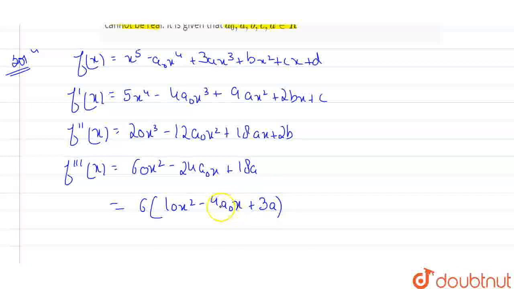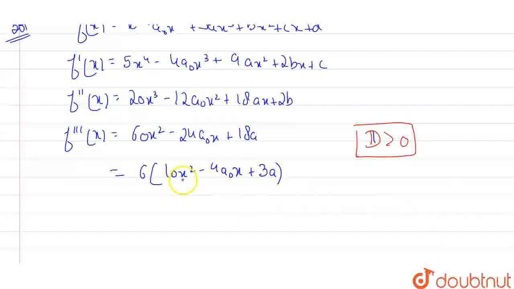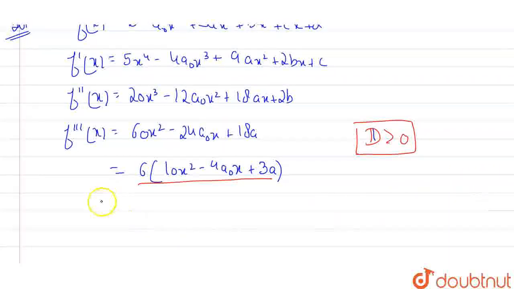So now what we have to prove: we know that to find whether roots are real or not, if we have a discriminant which is greater than 0, in this case the roots are real. So we will find this equation's discriminant first, and check whether it is greater than 0 or not. Discriminant is b square minus 4ac.